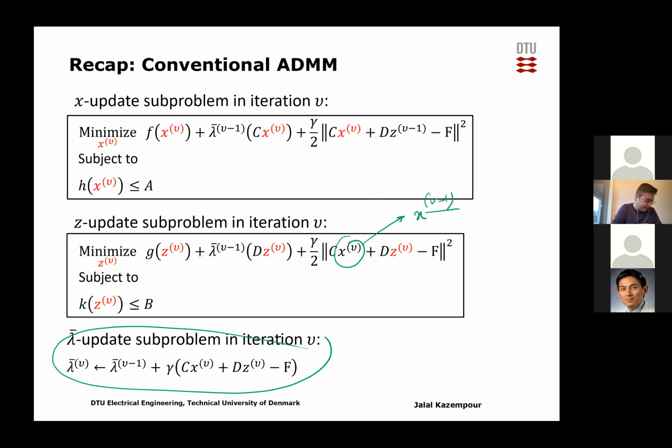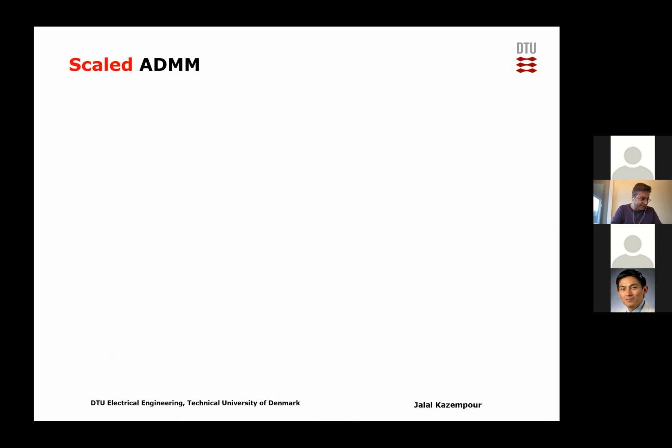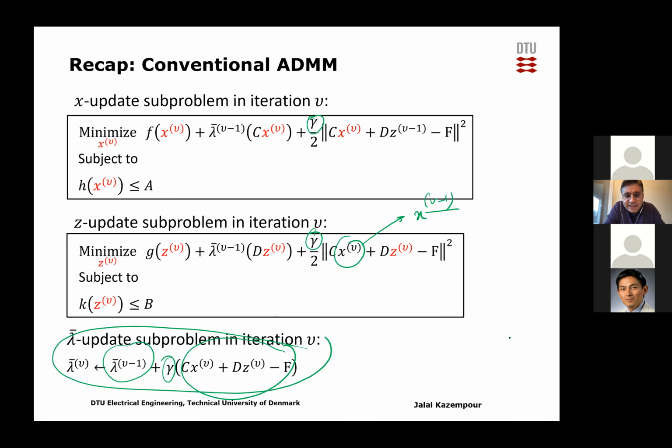Also, we talked about the way that we can update lambda bar over iterations. It's simply the value of lambda bar in the previous iteration plus gamma, which is our coefficient or penalty factor, which also appeared in the objective functions, times the residual value for our equality constraint. Yeah, that's what we had last lecture about conventional ADMM. Is it clear? Do we have any questions so far? Yes.